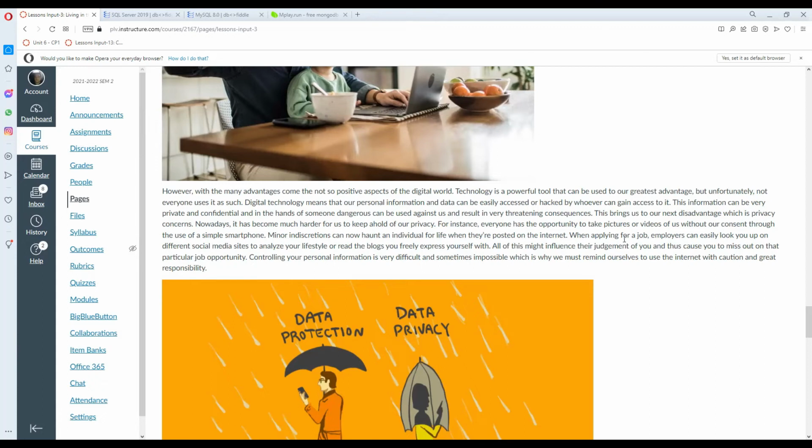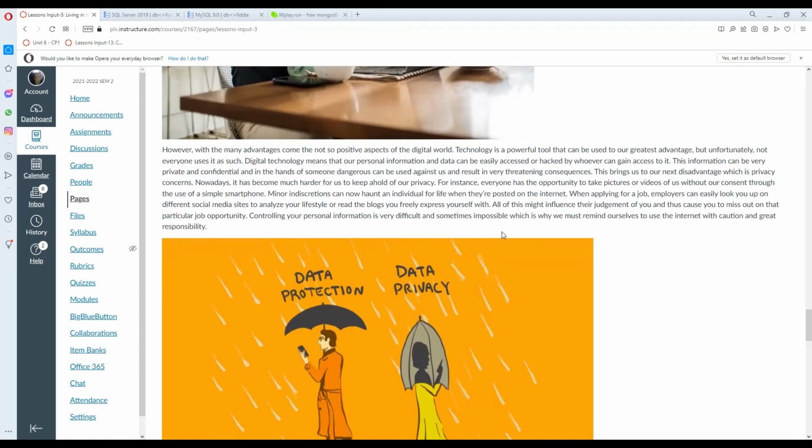This brings us to our next disadvantage, which is privacy concerns. Nowadays, it has become much harder for us to keep a hold of our privacy. For instance, everyone has the opportunity to take pictures or videos of us without our consent with the use of a simple smartphone. Minor indiscretions can now haunt an individual for life when they are posted on the internet.